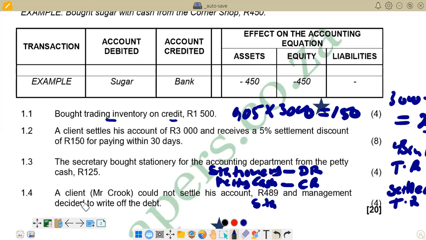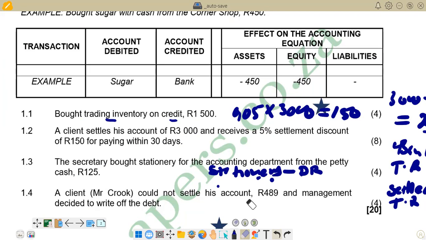On 1.4, let's check there. If you look at 1.4, it's saying a client, Mr. Crook, could not settle his account for 489, and management decided to write off the debt. So this basically is a bad debt. This amount is not going to be recovered, so we're going to write it off. So remember, this amount 489 was on the debit side under trade receivables. So when we are removing it, we are going to the credit side of the trade receivables and enter it there to remove it, 489.